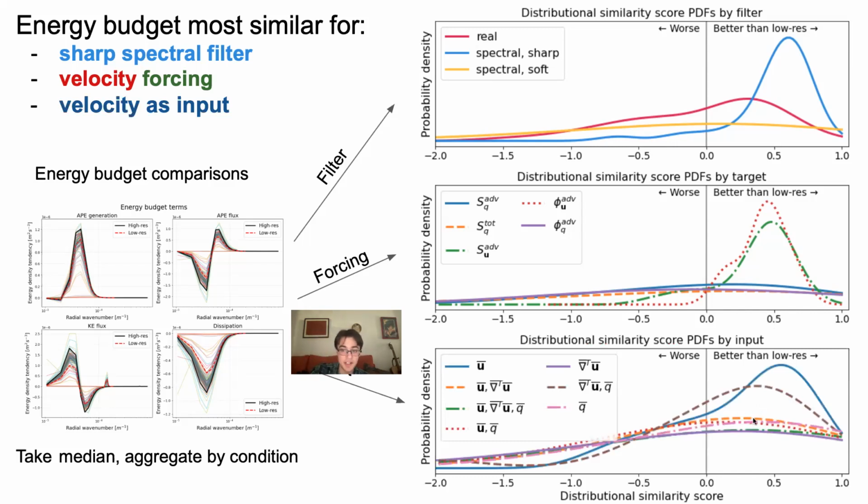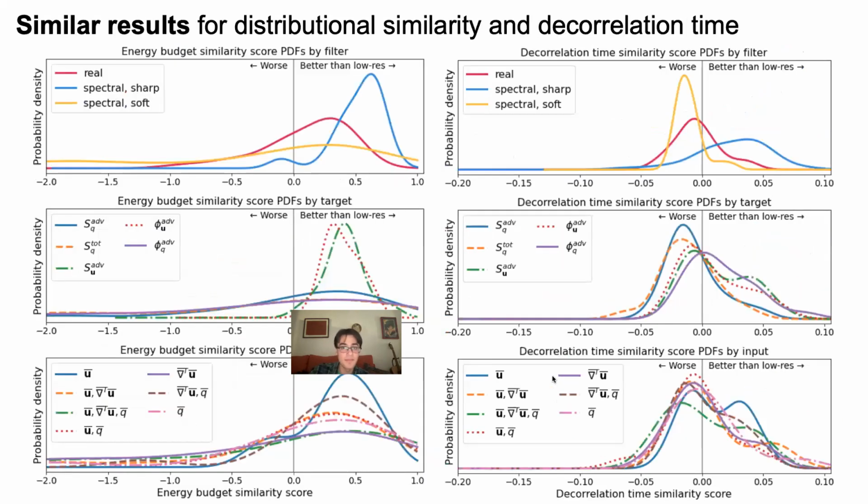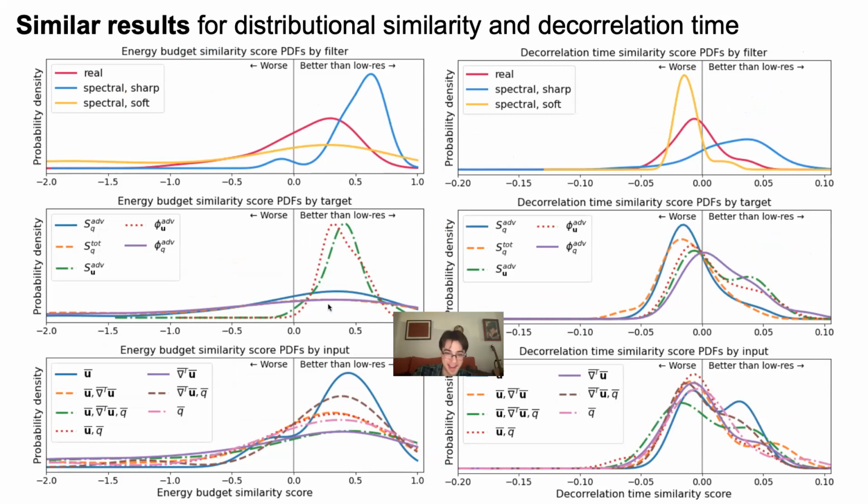You can see there's less distinction between these curves than for filter or for forcing formulation, but it looks like using just straight up velocity rather than all of the features, which is in green, tended to do a little bit better online. And we get similar results for, again, energy budget similarity and the decorrelation time similarity. You can see why I confused them because they look so similar.